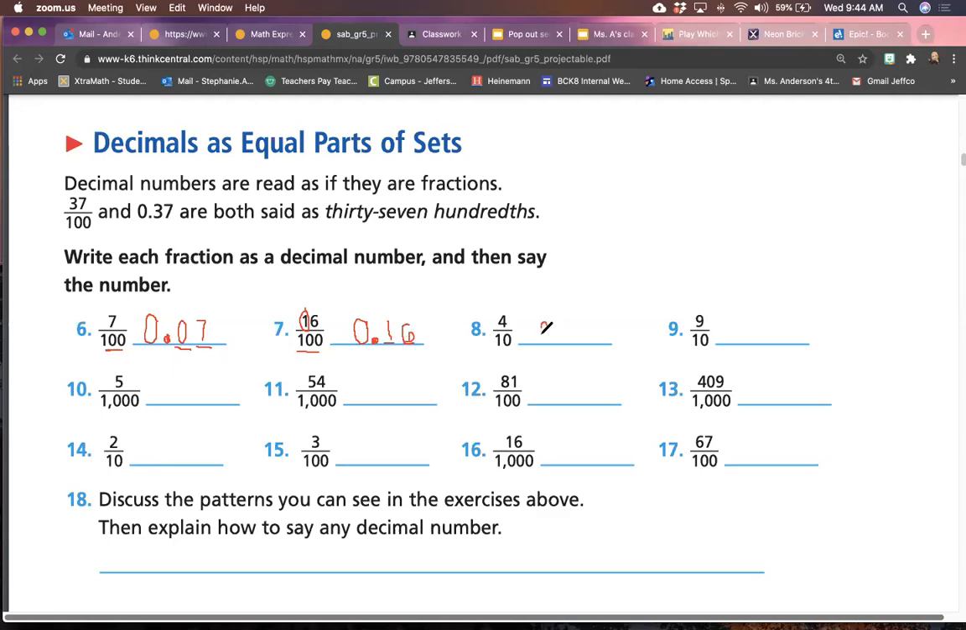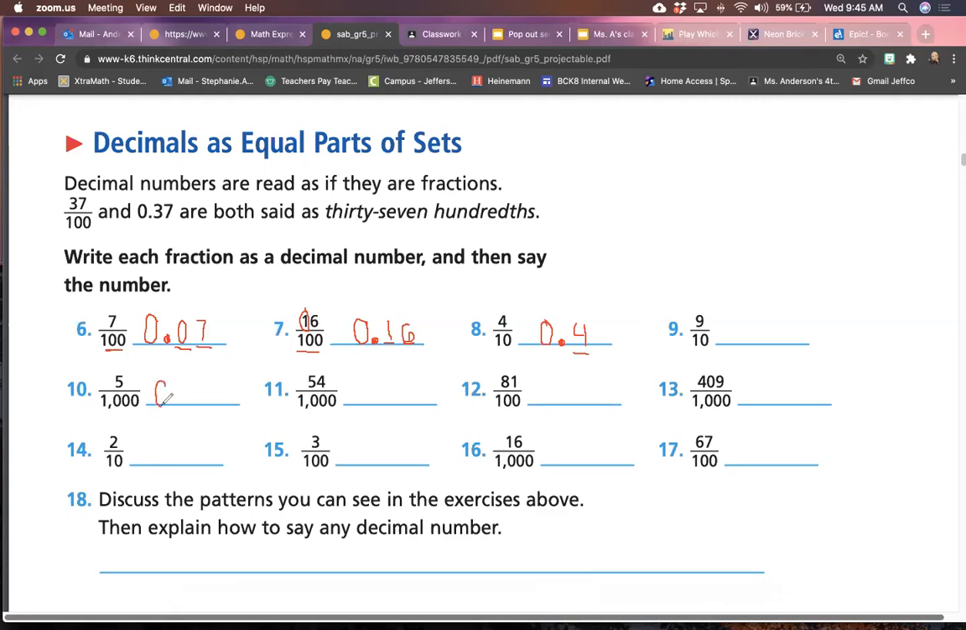Who could help me with 4/10ths? Where would my 4 go? Right after the 0 and the decimal. Why do we say that, Rivian? Why would it go there? Because it's not 100. It's in the tenths place value, right? We know that's the tenths. That's where it goes.